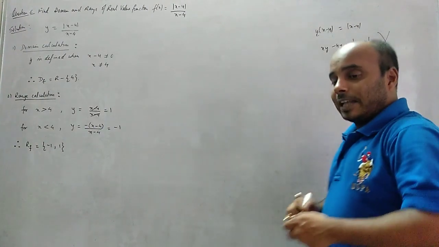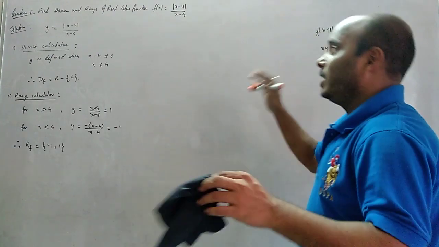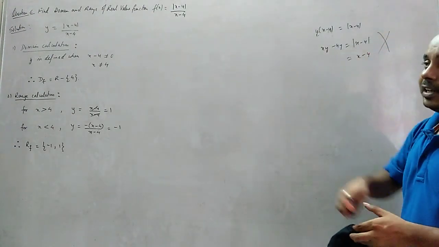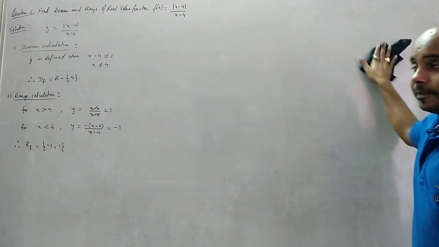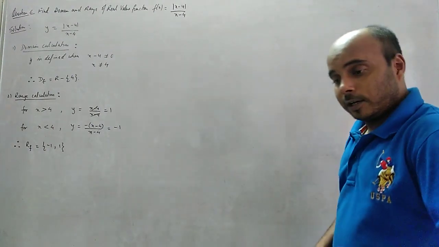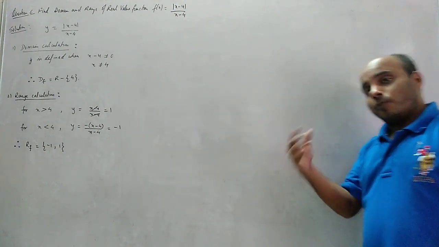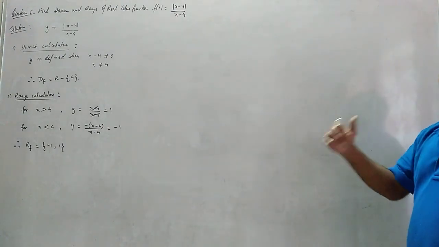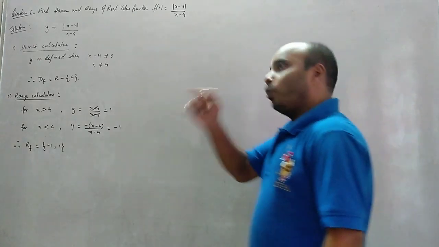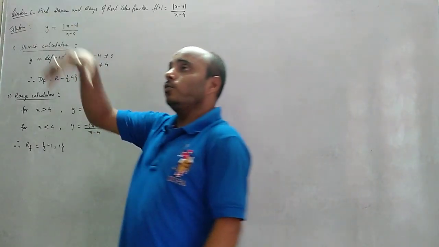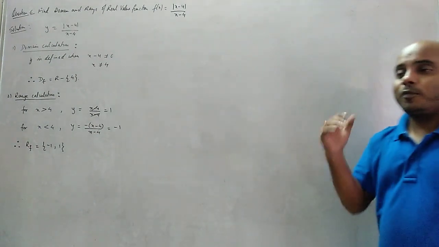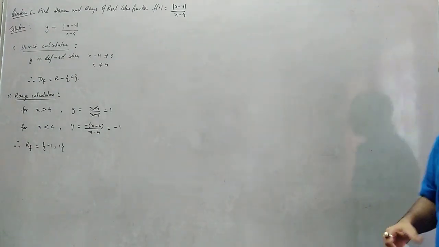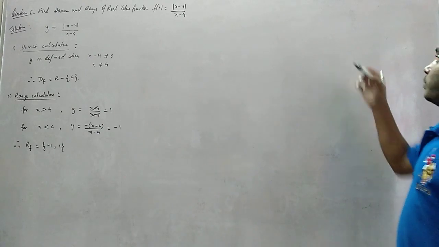For range calculation, we need to multiply everything and shift x to one side and y to the other side. That means we need to convert x in terms of y. You understand this? We need to convert x in terms of y. That conversion can only be done when this mod is removed. Then only we can multiply and shift the terms. That means here, now we need to remove the mod. Okay, now what is the basics of removing mod?